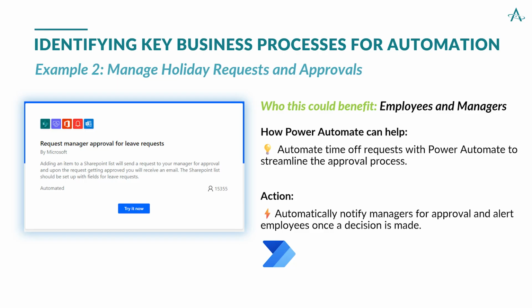Here's how it works. When an employee requests leave, Power Automate sends an automated request directly to their manager. The manager can review and respond to the request, and once they make a decision, a notification is sent back to the employee with the response.